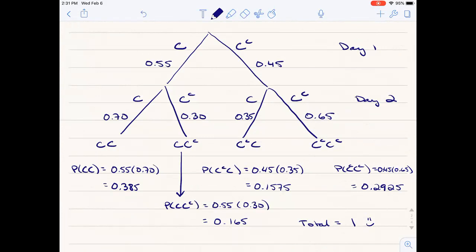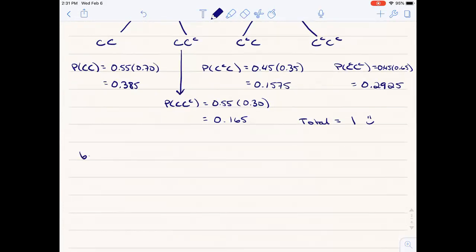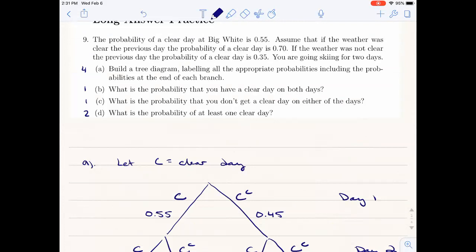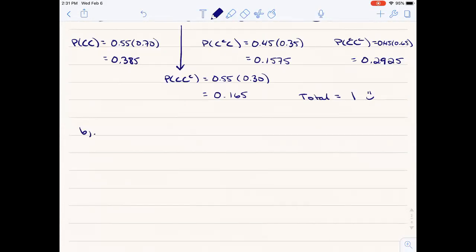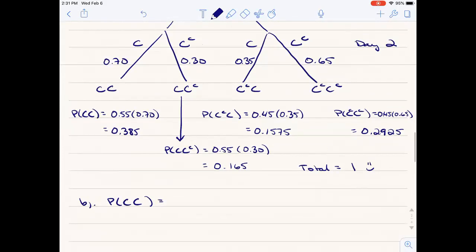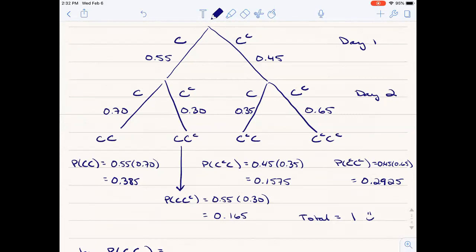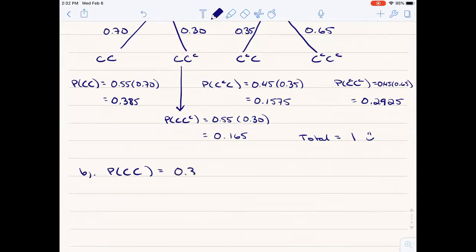So that's a lot of work, right? But now we can use these probabilities just to answer the questions. So part B was asking for what's the probability that you have a clear day on both days? So the probability of a clear day and a clear day, just from up above here, the only way that can happen is to go down the clear day branch and then another clear day branch, so 0.385. You've already shown that calculation, so you don't have to show it again. You can just say the probability of a clear day and a clear day is 0.385.